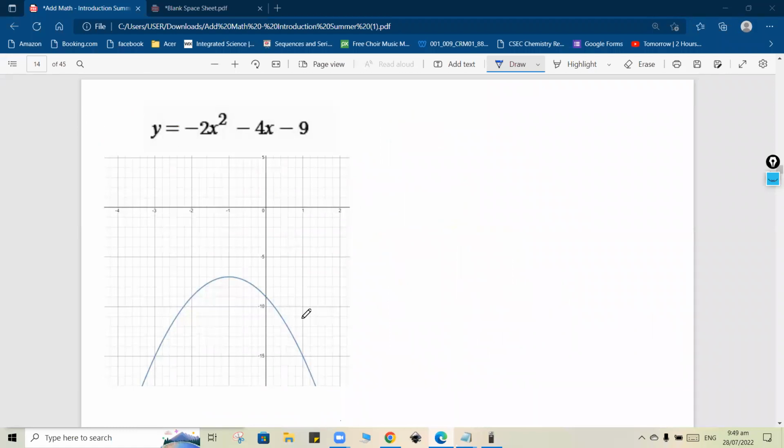Look at this graph here, right? First of all, it's a little bit more scary looking than the rest because it has a whole set of minus signs, -2, -4, -9, right? Now, the theory is still the same, whether it has plenty minus or plenty positive. But let's just identify the A, the B, and the C values. A is supposed to be -2, B is supposed to be -4, and C is -9.